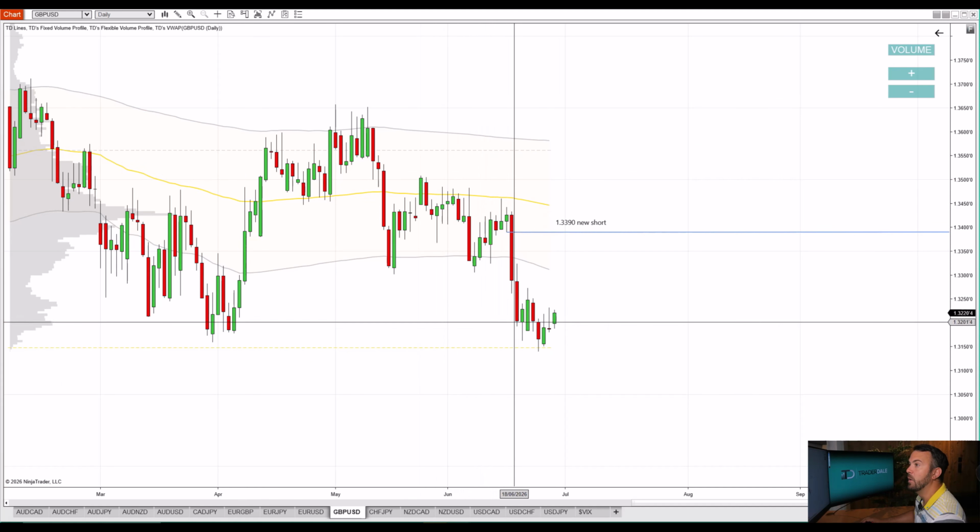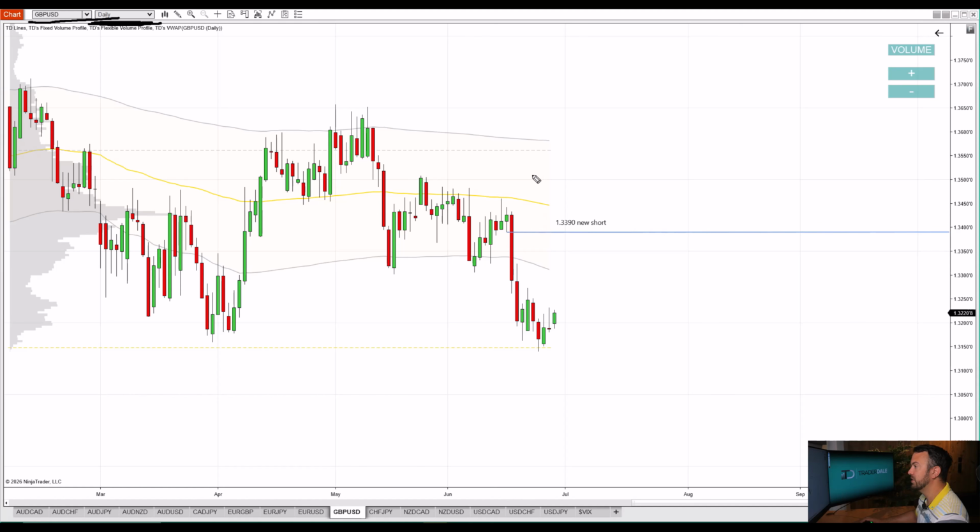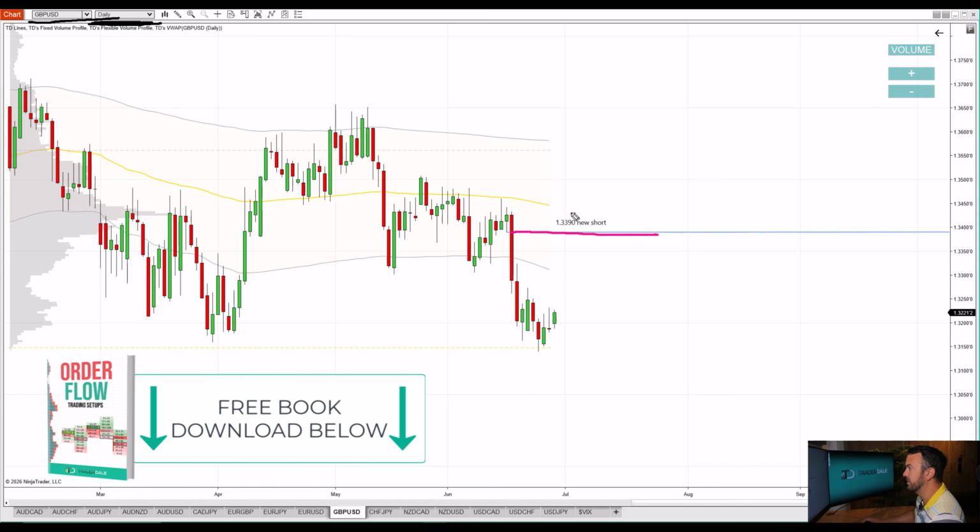Alright, so here we go. What you're looking at is my swing trading layout, which means that we are looking at a daily chart. And this is a daily chart of the British pound US dollar. So here is a resistance at 1.3390. And I want to talk about this one.